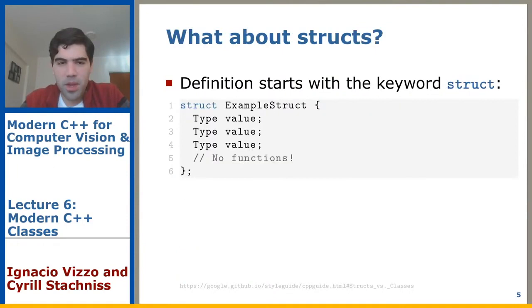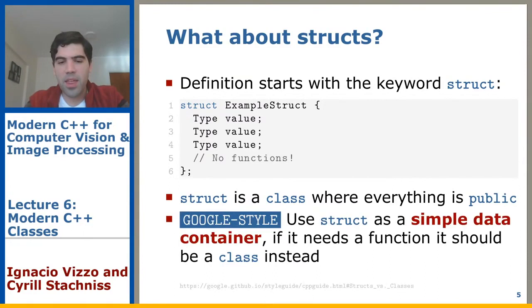This is for C programmers, this will be confusing. The meaning of struct in C++ has nothing to do with the meaning of the keyword struct in the C language, right? So in C++, a struct is basically a class with all its members public. That's it. It's as easy as it is. And then the idea is that you should be using struct only as a simple data container. So it's like a class that only contains data. But if you need any type of function, then you should be using class instead.